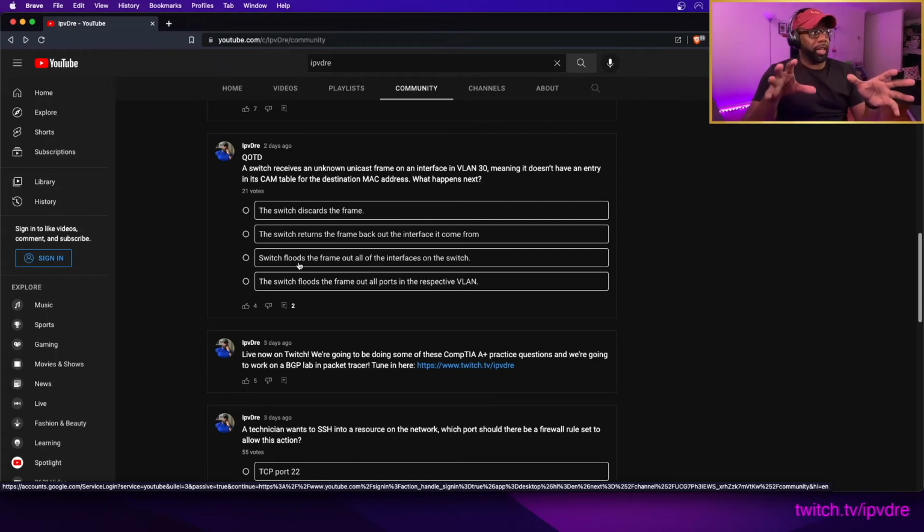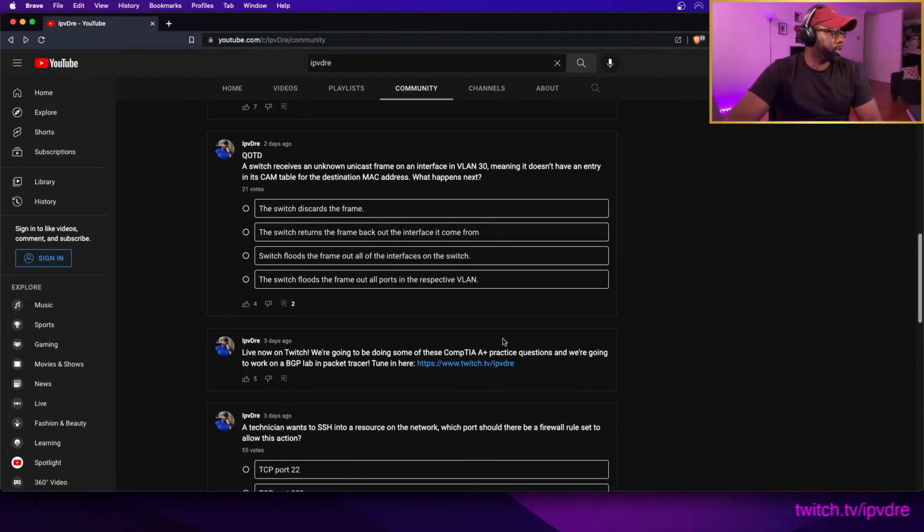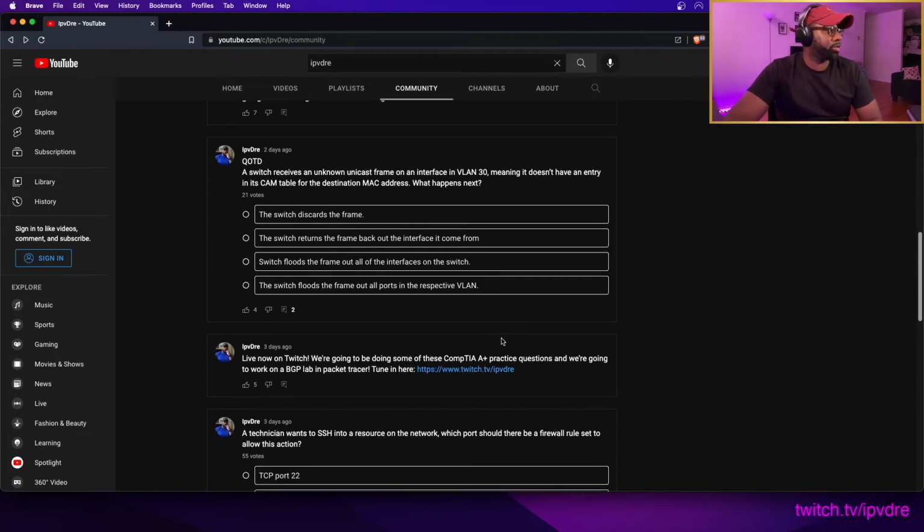If it was only VLAN 1, which we shouldn't even be using, we need to change that at any given moment, or if it's only VLAN 20, then the switch will flood the frame out of all the interfaces on the switch, right? So again, if all interfaces existed in one VLAN, then it would have flooded out of all the interfaces on the switch. Pretty much that's how that goes, right?